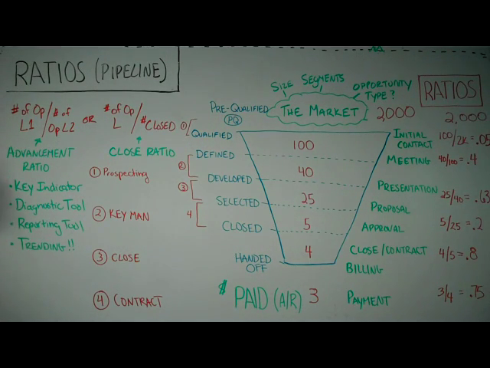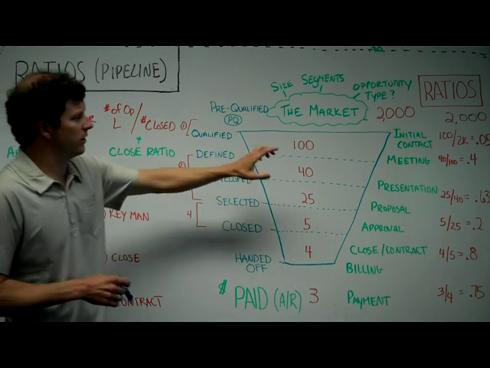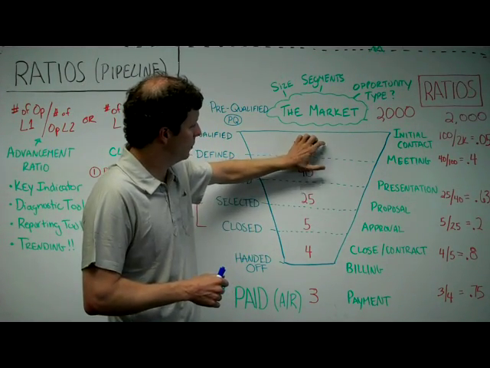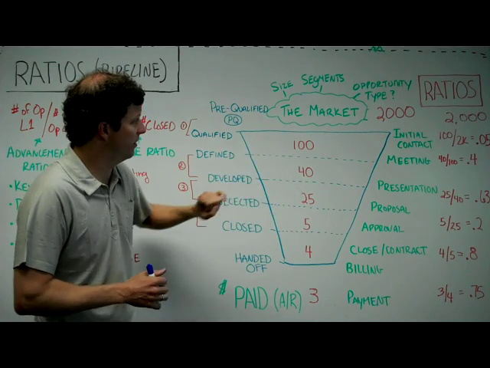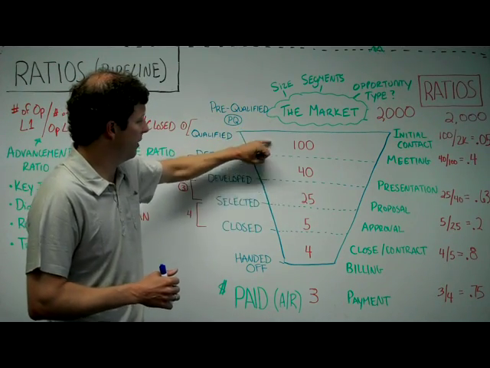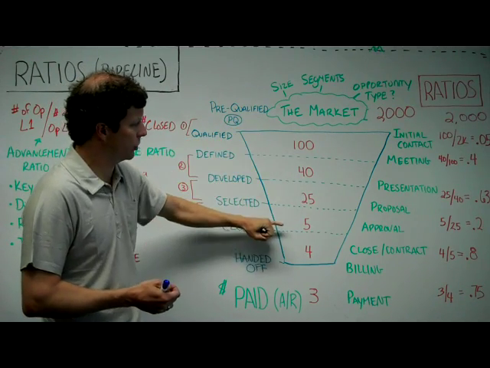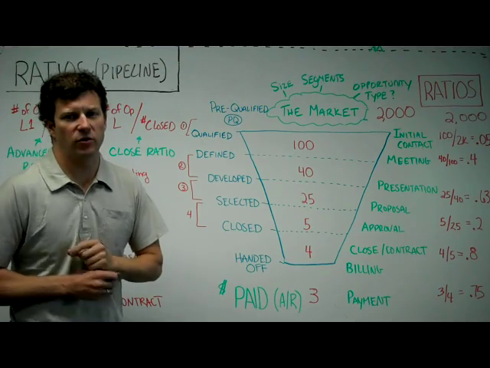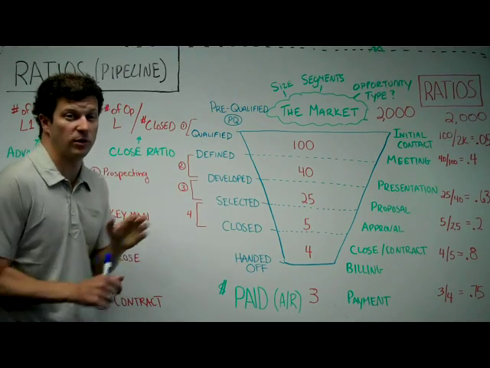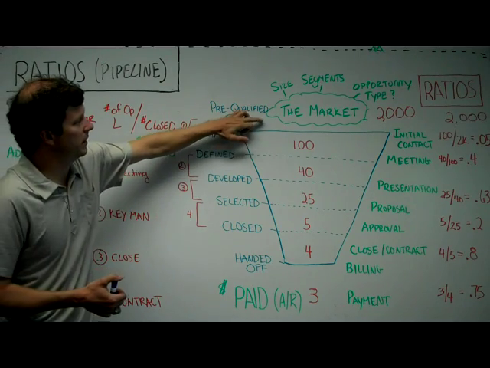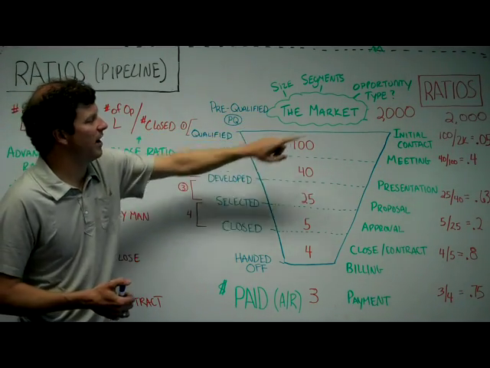So if we look over here, the ratios are essentially looking at a comparison of a number either from one step to another. Did I go from qualified to defined? Did I go from pre-qualified to qualified? Or they can look at from any given step to closure. That's just one of many. You can have ratios that look at any part of the process, but those are the two most common. And here's what those are called. This is the number of opportunities at level 1 divided by the number of opportunities at level 2. So this would be 2,000 divided by 100, or 5%.